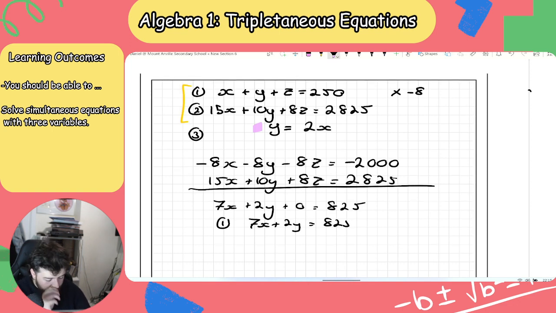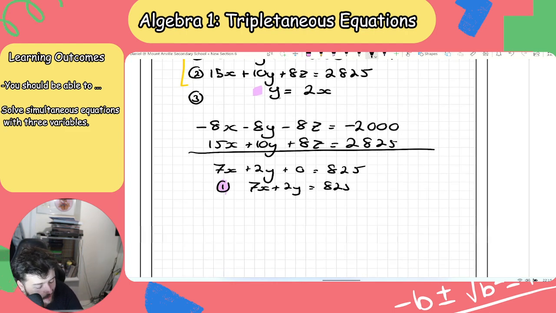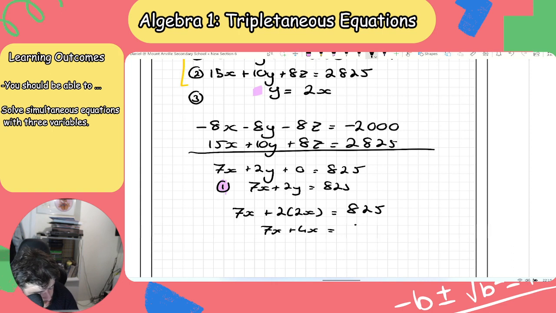y is equal to 2x. So I have two equations in terms of y and x. If you notice here, I have y in terms of x on its own. So I can actually solve this simultaneous equation by substitution. So y is equal to 2x, so I can sub in 2x for wherever I have y here. So 7x plus 2 times 2x equals 825. I'm going to have 7x plus 4x equals 825. 11x equals 825. x is going to equal 825 divided by 11, which is 75. Phew, that worked out nicely.